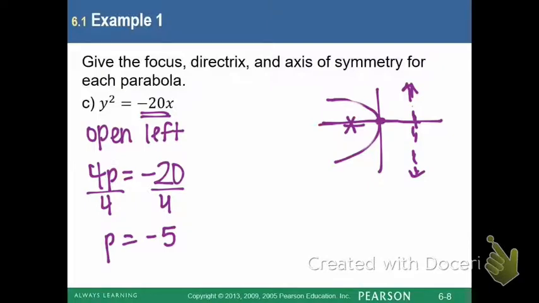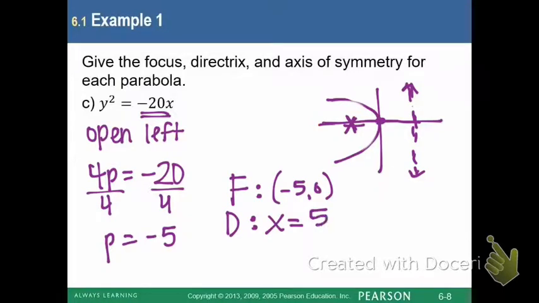Okay, so then I know that the focus is going to be at the star, which would have to be at negative 5, 0. The directrix is going to be that dotted line, which is the equation x equals 5. Remember, if it's a vertical line, it's x equals. My axis of symmetry this time is going to be this line that cuts through the middle of the parabola, which is the x-axis.